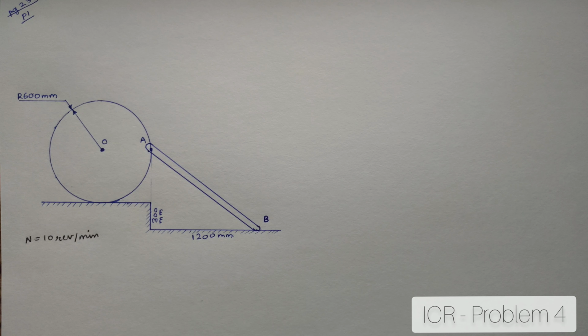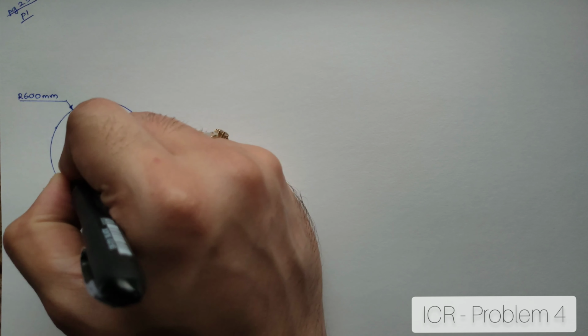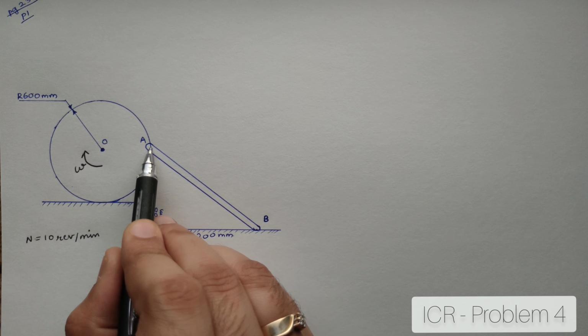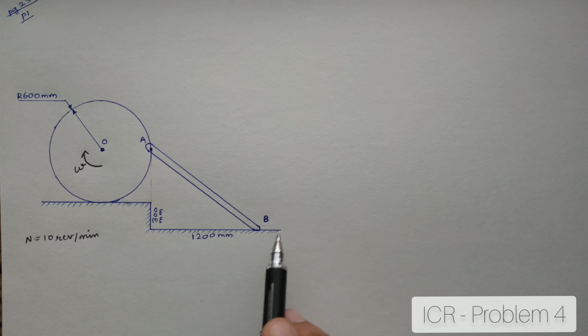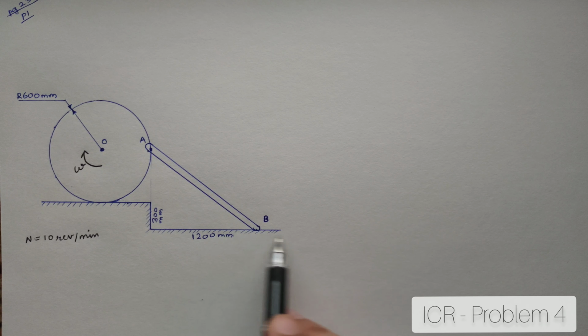Let us go through the question again. It is having an angular velocity of 10 revolutions per minute in the clockwise direction. So I'll just notify it over here, which is in the clockwise direction, omega. Let me just name it as omega. And the bar AB is attached as shown, where A is, let us say, a pin joint with the roller, and B is simply a free end where it can slide on the horizontal surface.